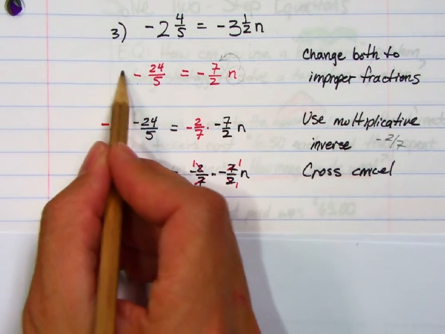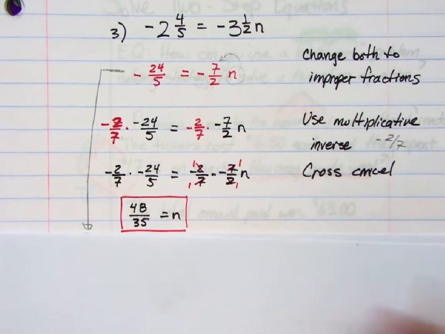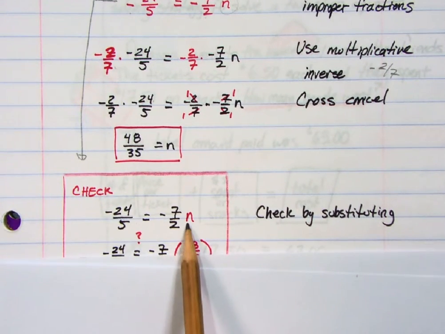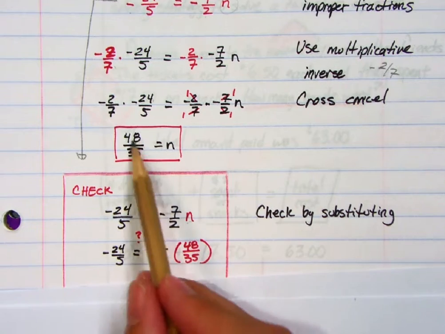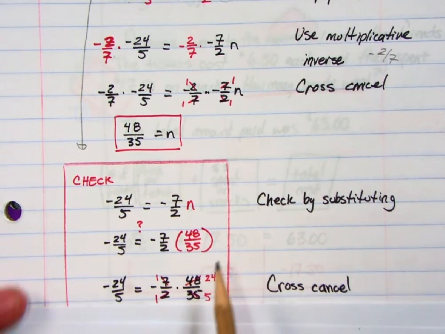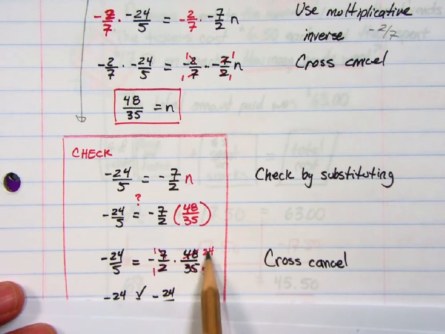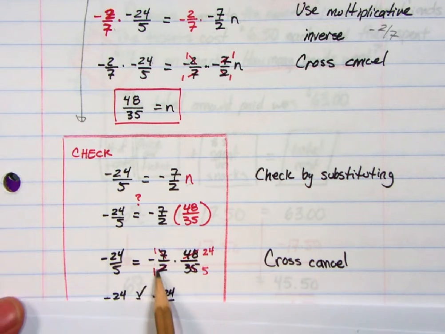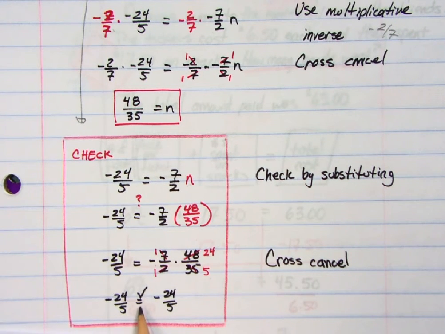Well, I'll take this thing right here, and I'll take it down here, and I'm going to check to see if it works. So I take it right here. There's my n. I replace the n with what I think it is, 48/35. There's that right there. I can do some cross canceling here. So 2 and the 48, that's 24. The 7 and 5, that turns into 5 down here. There's the negative out front. And sure enough, my answer is check. Negative 24 over 5 is the same as negative 24 over 5.